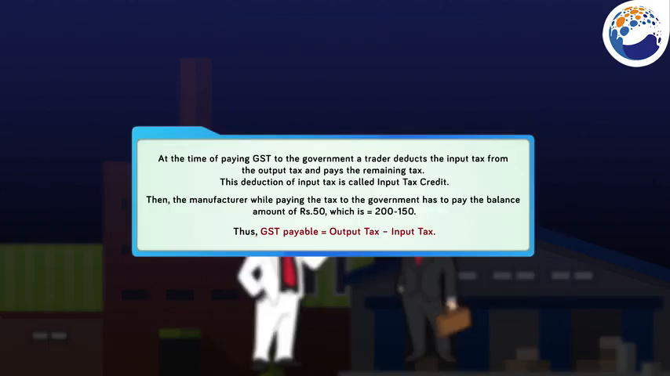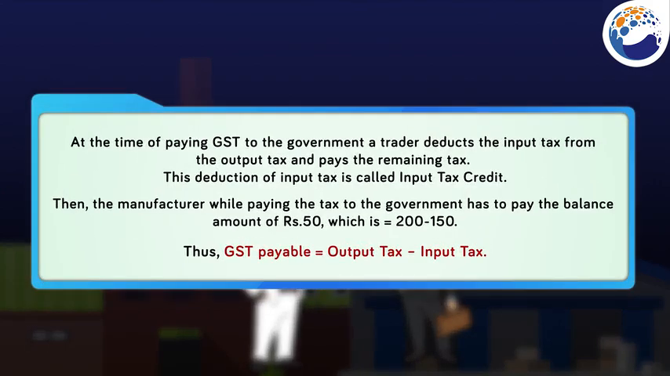At the time of paying GST to the government, a trader deducts the input tax from the output tax and pays the remaining tax. This deduction of input tax is called input tax credit. Then the manufacturer, while paying the tax to the government, has to pay the balance amount of Rs 50, which is equal to 200 minus 150. Thus, GST payable is equal to output tax minus input tax.